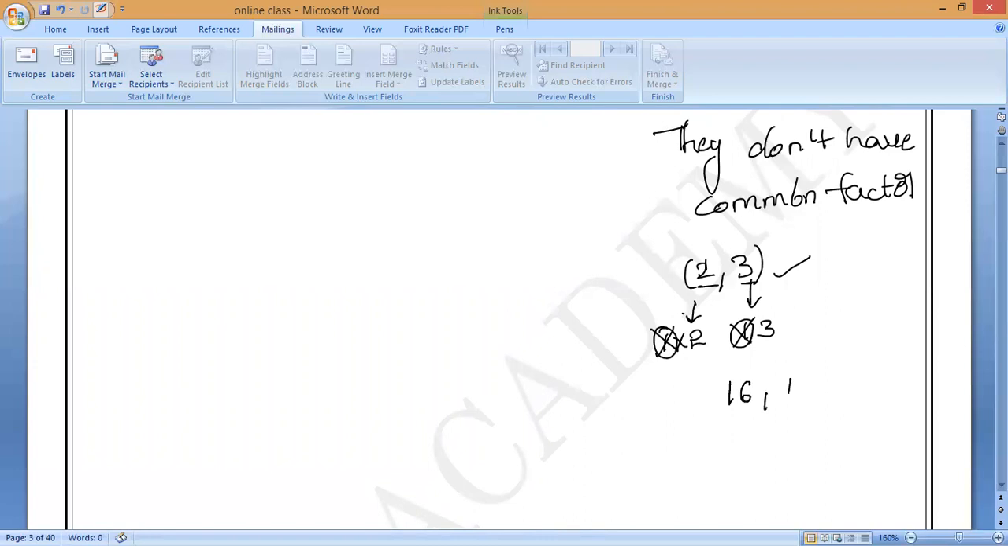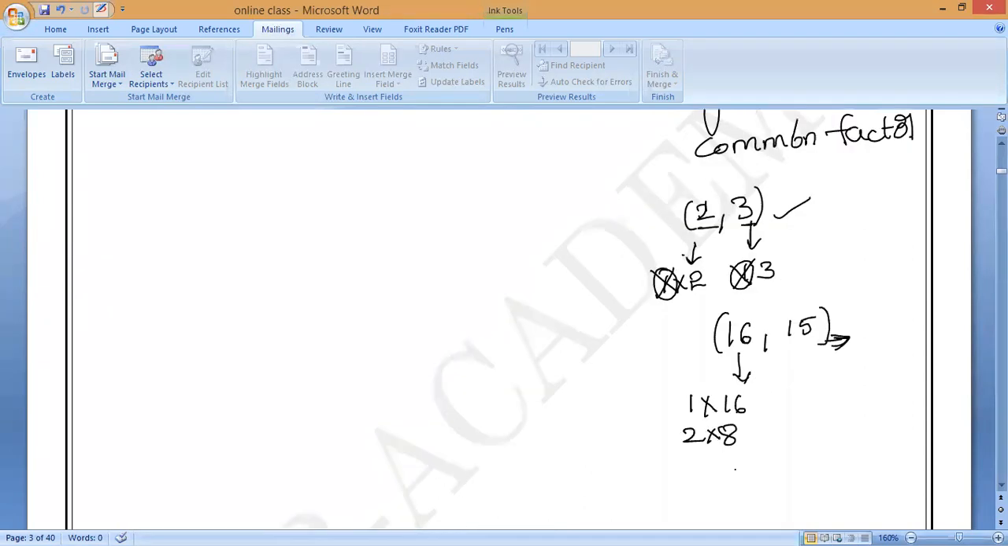Next, 16 comma 15. Is it co-primes or not? First write the factors. Factors of 16: 1 into 16, 2 into 8, 4 into 4. Next, what are the factors of 15? 15 into 1, 5 into 3.